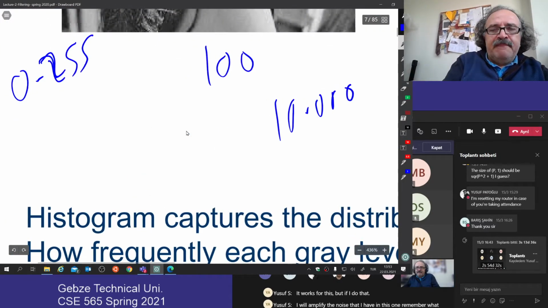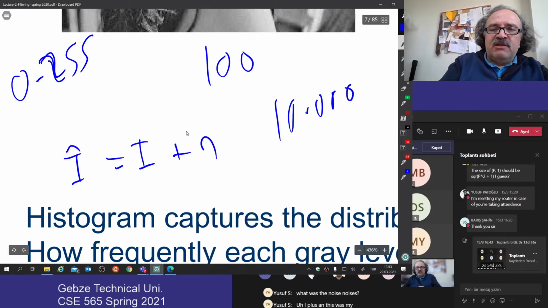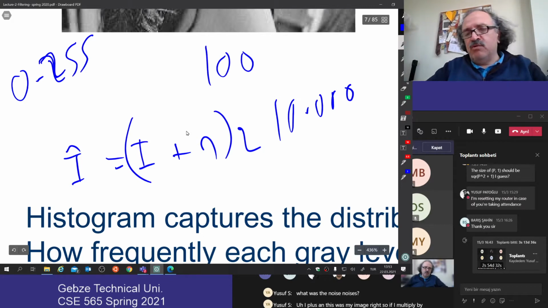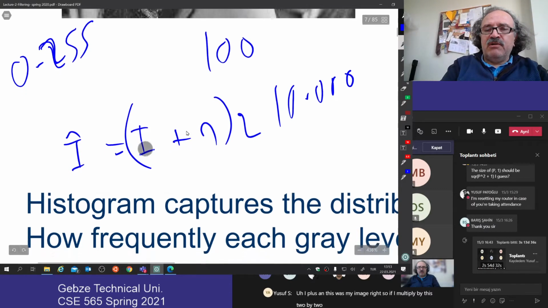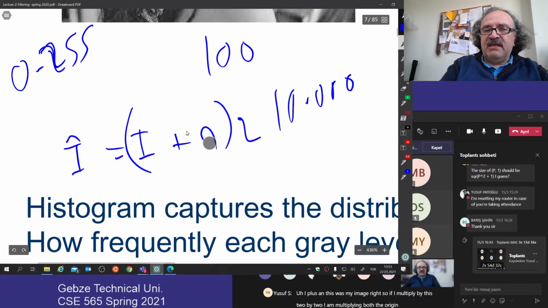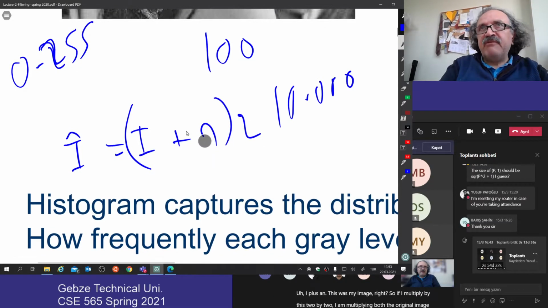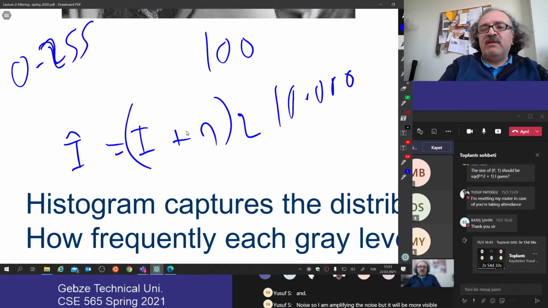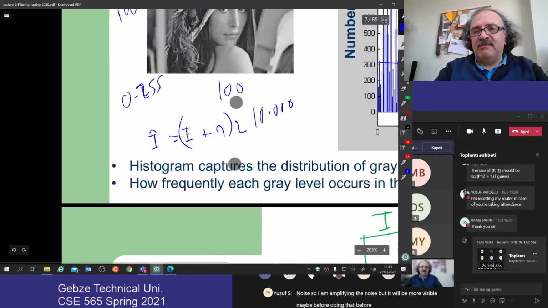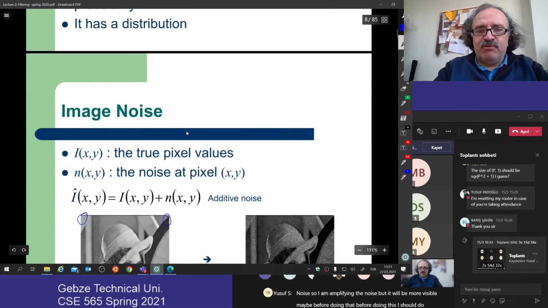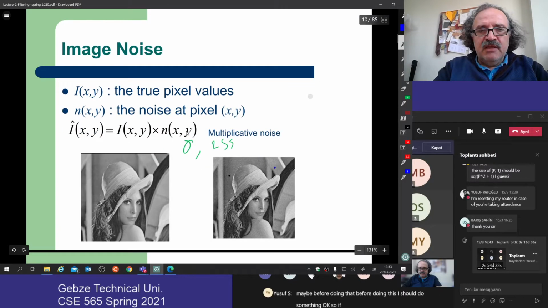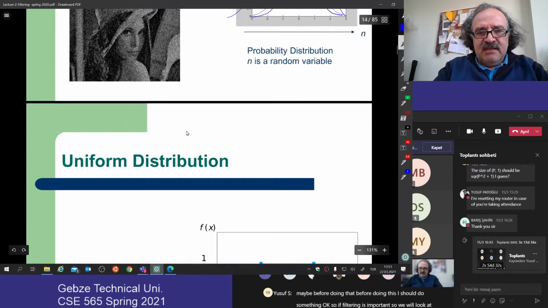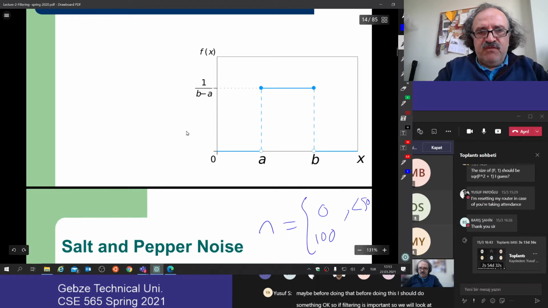Noise is I plus N. This was my image, right? So if I multiply by this 2 by 2, I am multiplying both the original image and the noise. So I am amplifying the noise, so it will be more visible. Maybe before doing this, I should do something, okay? So filtering is important. We will look at that in a few minutes.